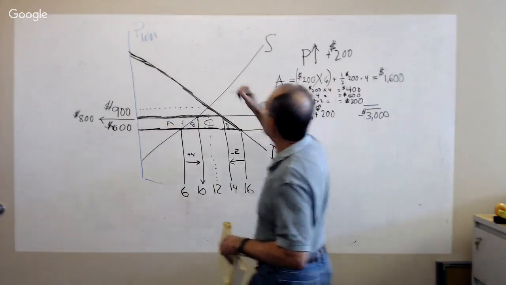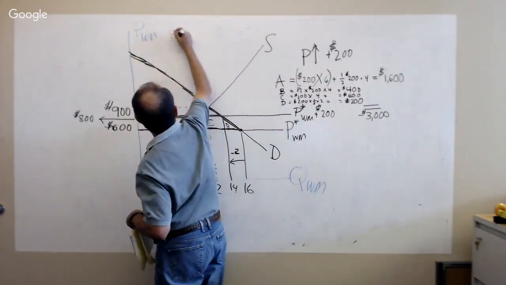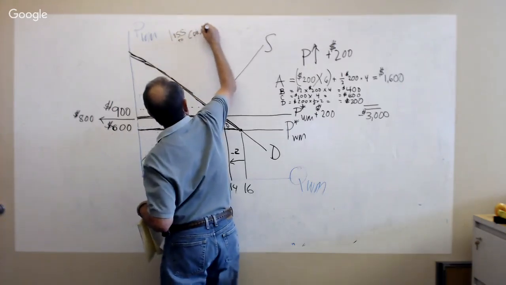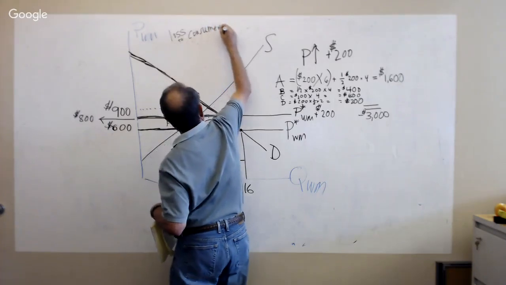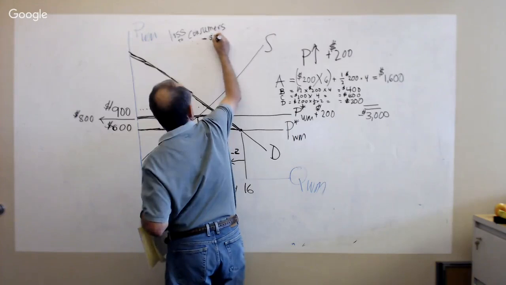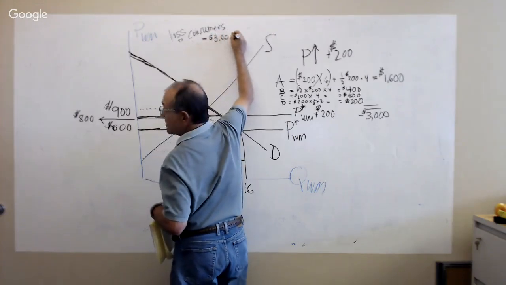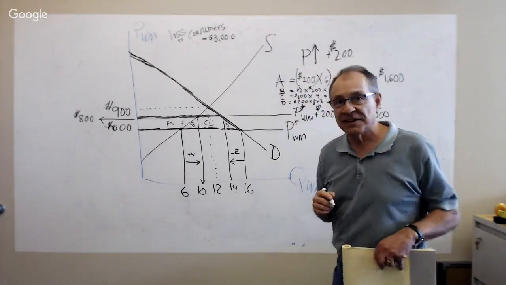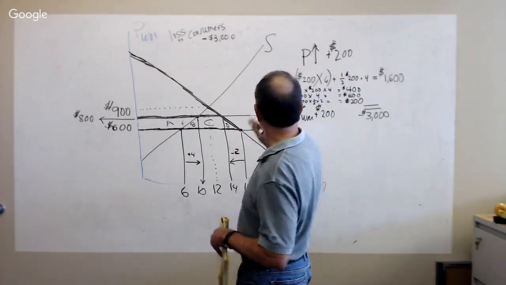Okay, so loss to consumers of minus 3,000. I'm not happy about this. Ah, you picked a bad time to buy a washing machine. I should have bought a washing machine 2 years ago. You should have bought it earlier.